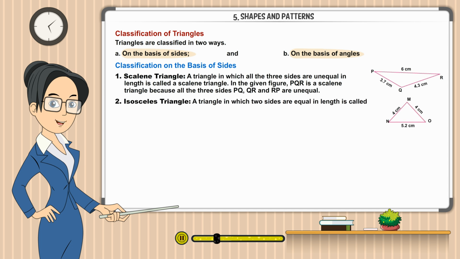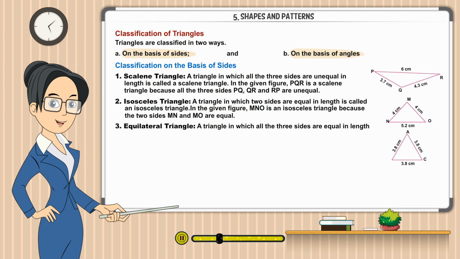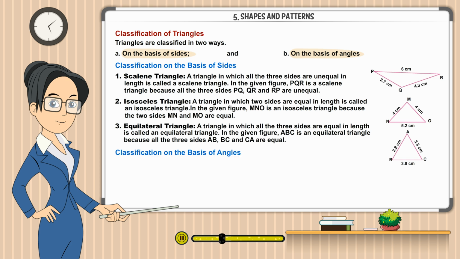Isosceles triangle. A triangle in which two sides are equal in length is called an isosceles triangle. In the given figure, MNO is an isosceles triangle because the two sides MN and MO are equal. Equilateral triangle. A triangle in which all the three sides are equal in length is called an equilateral triangle. In the given figure, ABC is an equilateral triangle because all the three sides AB, BC, and CA are equal.